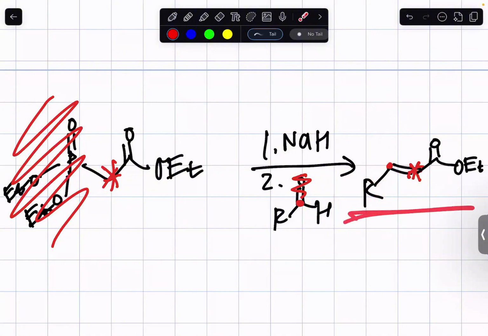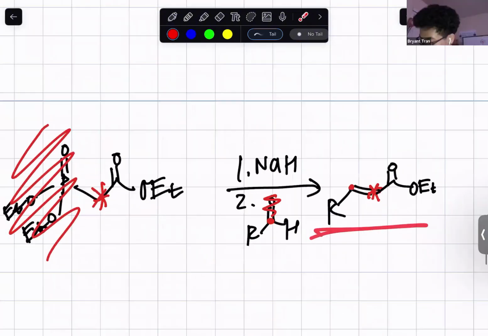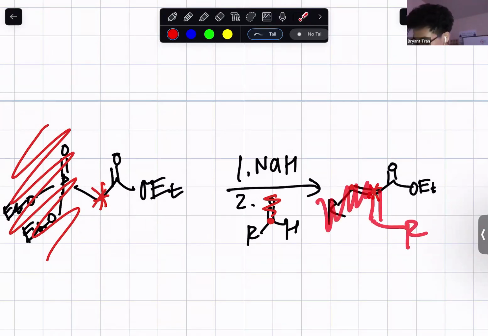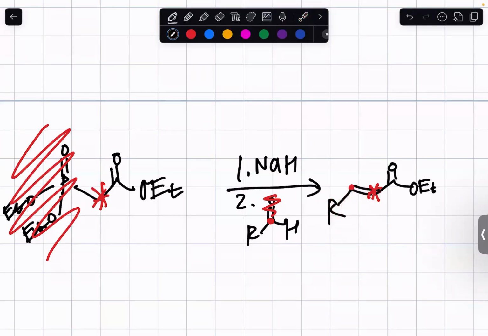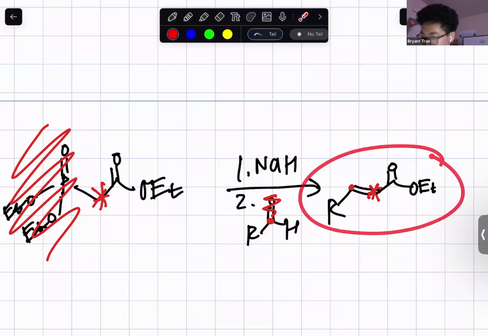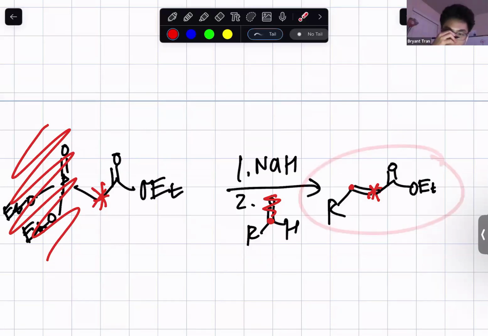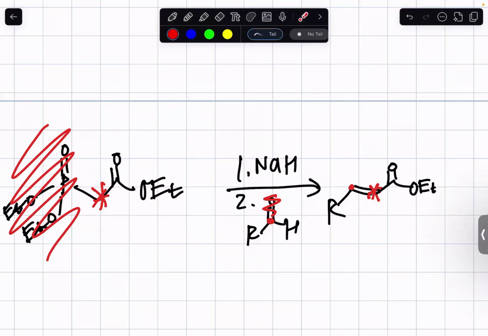That's how you attach it. I drew it sideways, but you could have drawn it down like this as well. That would have worked too. That's the same thing, right? Yeah. And know that this is an alpha-beta unsaturated carbonyl, and that's how you can confirm you're having the right answer.